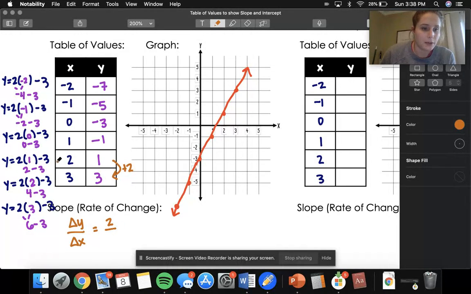Okay, and then how do I go from 2 to 3? It looks like I go up by 1s. So the change in my y's is 2. The change in my x's is 1.